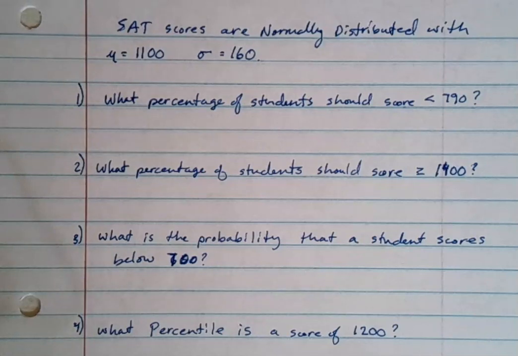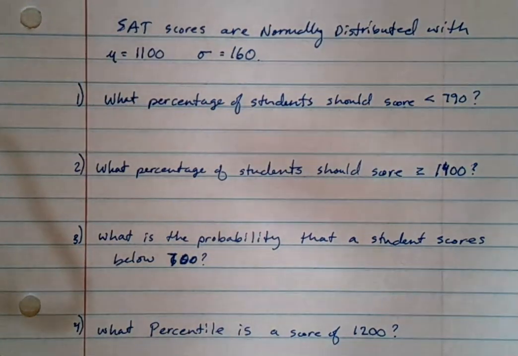Alright guys, so we've got an SAT test score here, and it says the mean is 1100, the standard deviation is 160, and the scores are normally distributed. So I'm going to ask you a bunch of questions. Number one, what percentage of students should score below 790?